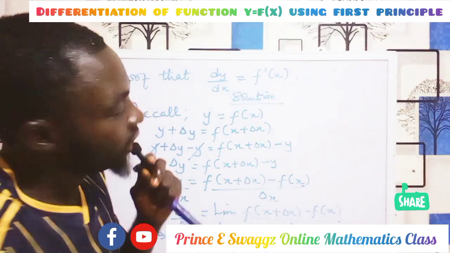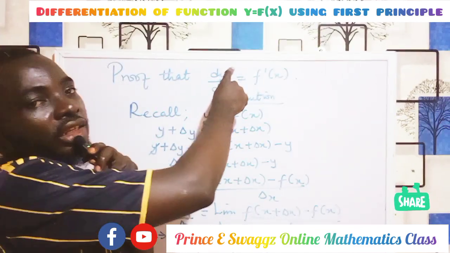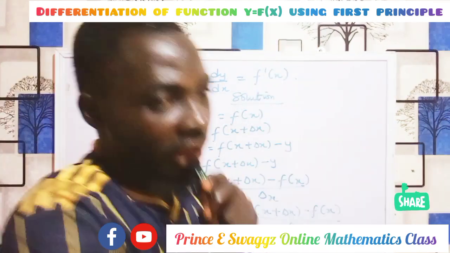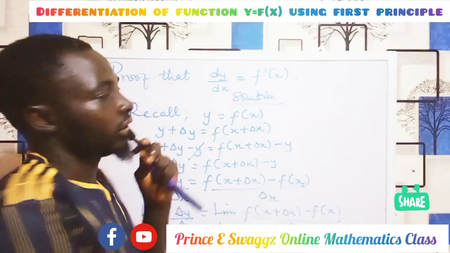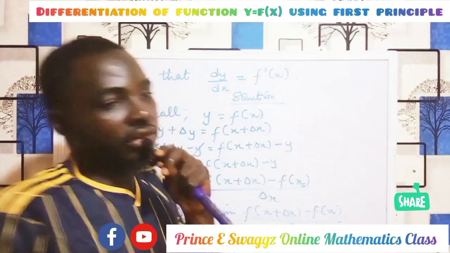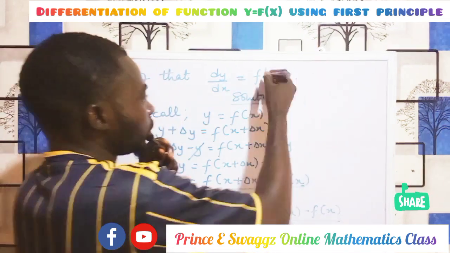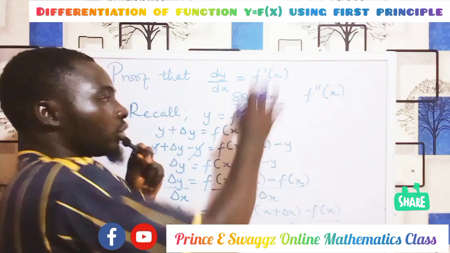That's why sometimes if you don't want to write dy over dx, you can write f prime of x. It's still the same thing. This is the first derivative. Likewise, this one is the first derivative. But if it is the second derivative, you are going to see f double prime of x. That is the second derivative.